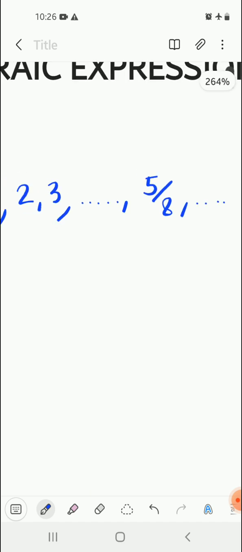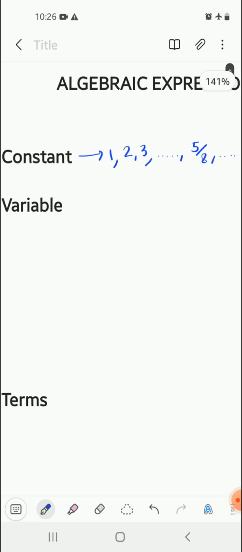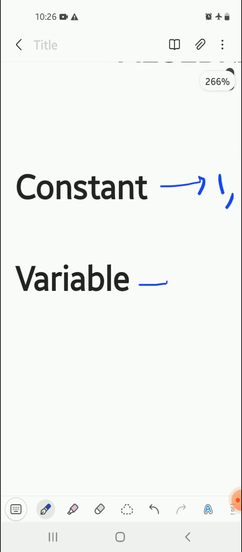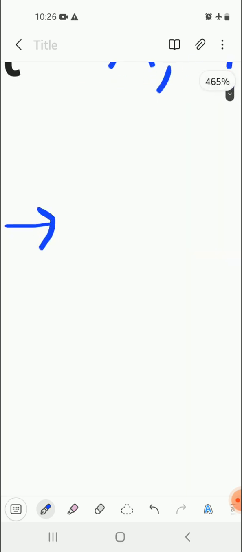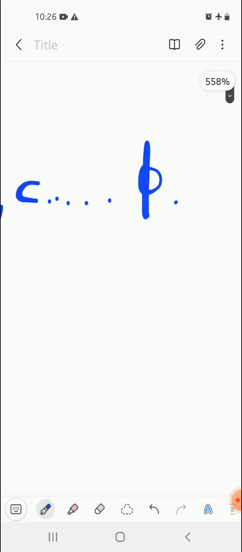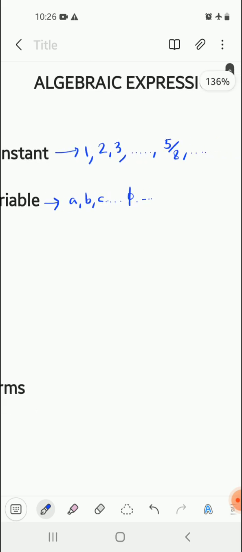It can be anything, absolutely anything, which is in the form of a number. So these are called constants because their values remain the same. The second thing that we're going to talk about is variable. Variable can be a, b, c, x, y, z, or maybe a phi, any symbol. These are called variables because their values vary.